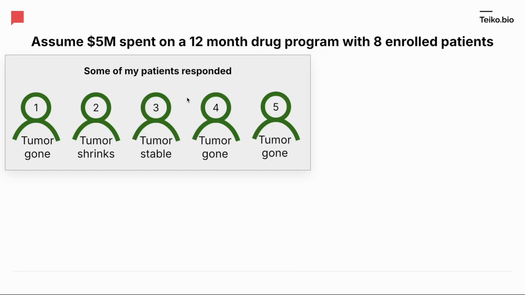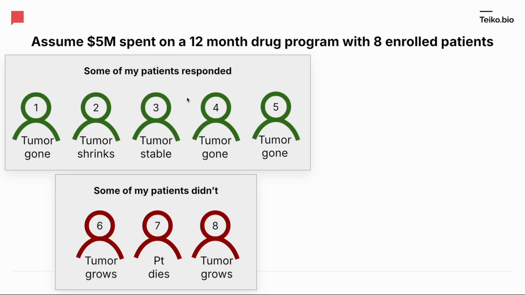Now, assuming you're spending $5 million on a 12-month drug program with 8 enrolled patients. 5 of them get cured, 3 of them didn't. Now the question is, did the cure happen by magic or did it happen by science? So say you use tools like cytometry to analyze the patients and compare responders and non-responders.